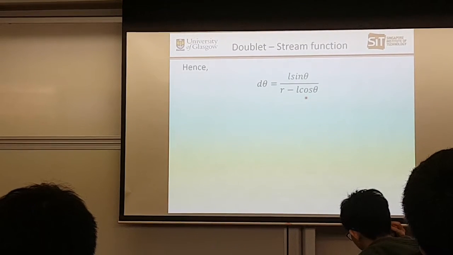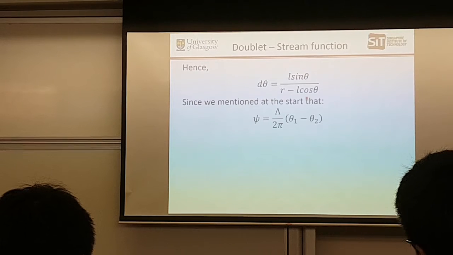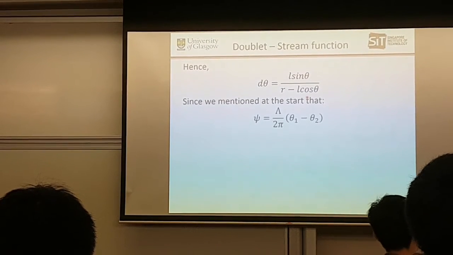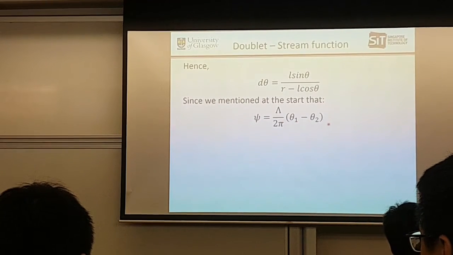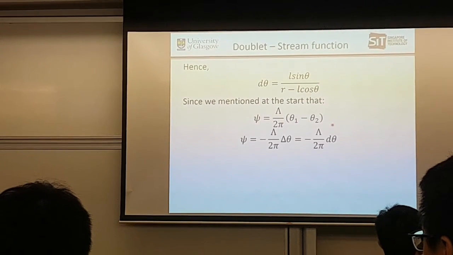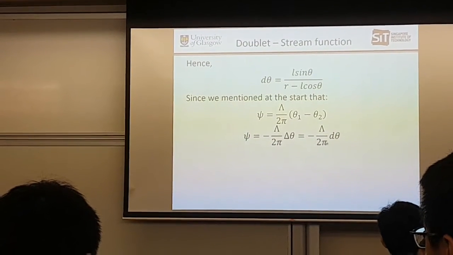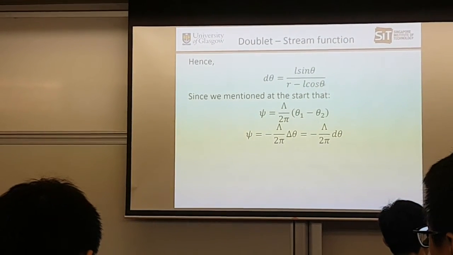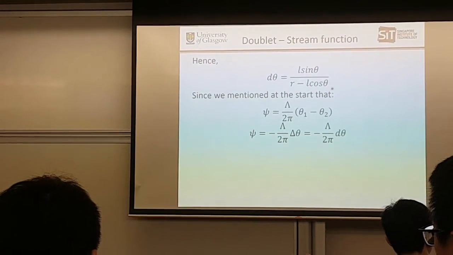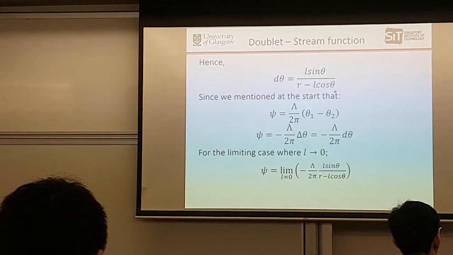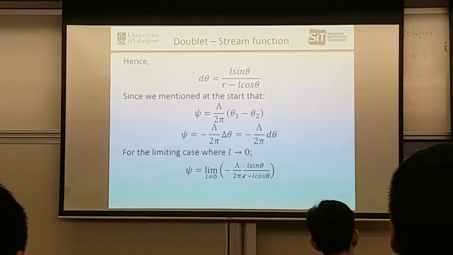Okay, we are almost there for the doublet. Just hang on for a few more minutes. Since at the start we mentioned that our stream function is a superposition of the two values that we have, the source and the sink, I further change this to a d theta. That means I can now sub in this d theta with my L sine theta and my R minus L cos theta here, correct? So that means I can write this down. What's the stream function equal to for L very close to 0?